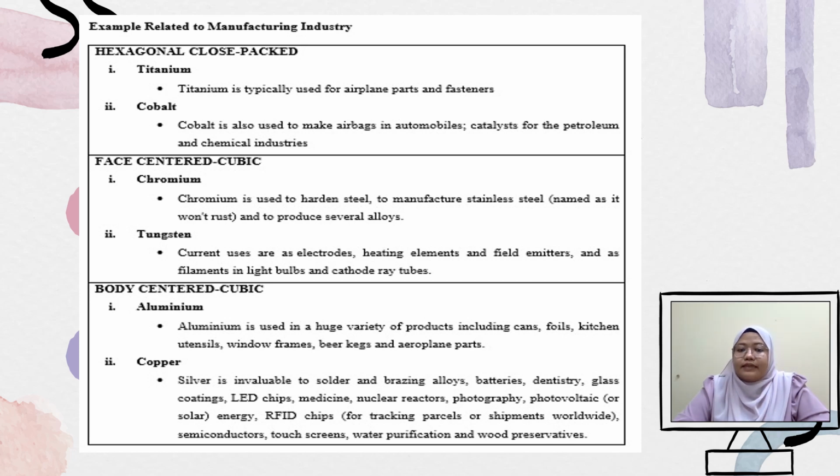And next for the BCC, which is body-centered cubic, we have aluminium. Aluminium is used in a huge variety of products including cans, foil, kitchen utensils, window frames, beer kegs, and aeroplane parts. Next is copper. Copper, such as silver, is invaluable to solder and also brazing alloy, batteries, and is used in dentistry, glass coating, LED chips, medicine, nuclear reactors, photography, photovoltaic, solar energy and RFID chips.